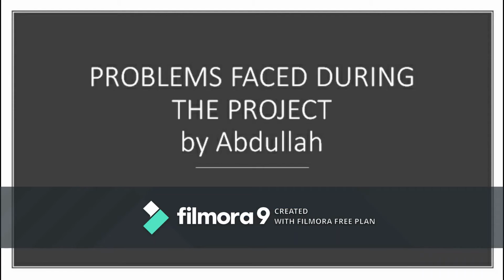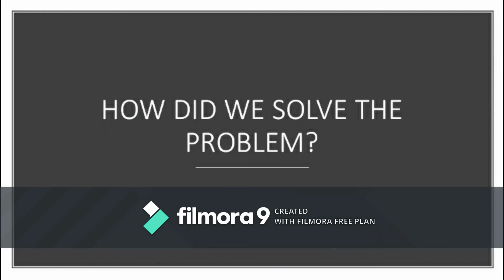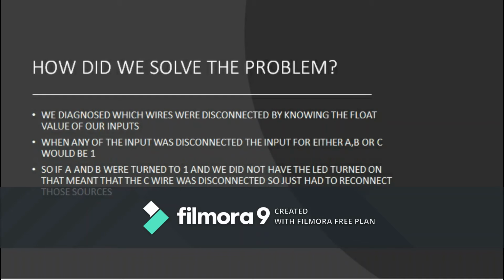The problem we faced during our project was primarily the disconnection of wires, and due to this disconnection, we kept getting wrong outputs for our values. To circumvent this problem, we simply used the float values of our circuit. As we have previously demonstrated, our IC always gives a value of 1 when any of the inputs is disconnected. We use this and our LEDs to diagnose which values were 1 regardless of our input, and hence we were able to deduce the disconnections of inputs. That is how we circumvented the primary problems that we faced.